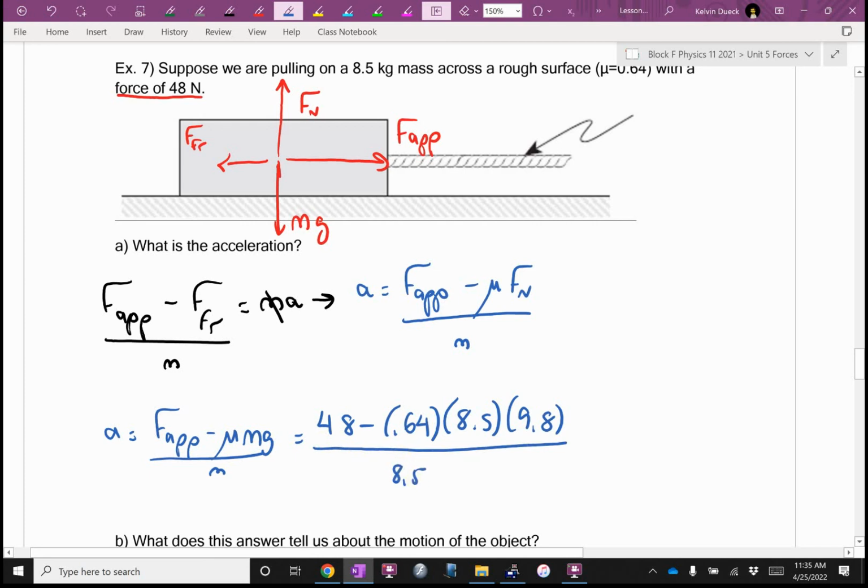8.5. I think when you type this in, you're going to get a bit of a weird answer. What's weird about your answer? It's negative. Is that correct? You get negative? Got a negative?